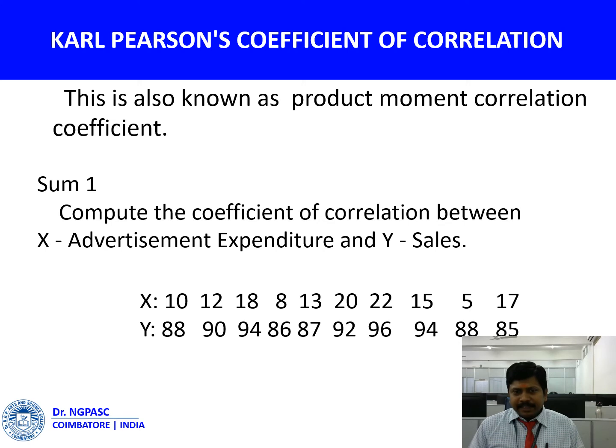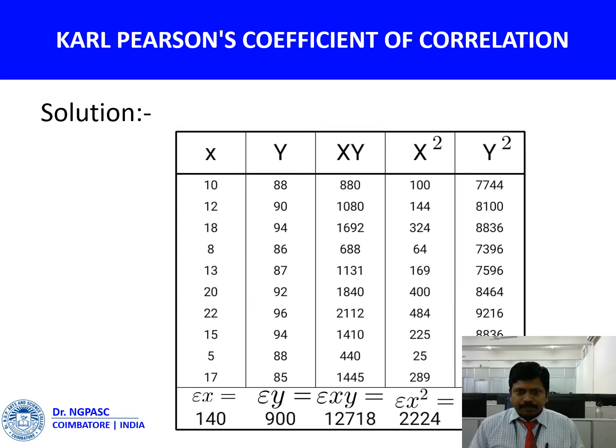In this sum, they have given two sets of values. Compute the coefficient of correlation between X, advertisement expenditure, and Y, sales. Here they have given 10 sets of values. First, we have to write the given two sets of values in two columns, X and Y. We have to calculate the third column, the multiplication of the first column into the second column, for the fourth column we calculate the x square, and for the fifth column we calculate y square values.